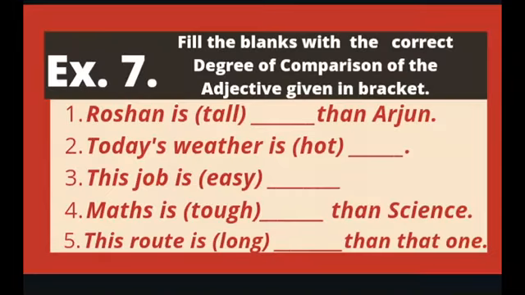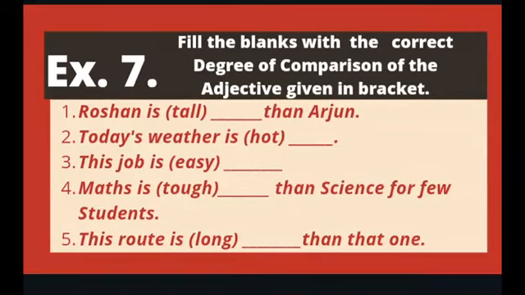Exercise number 7. In this exercise, you need to fill in the blanks with the correct degree of comparison of the adjectives given in the brackets. I'll read the sentences. Roshan is dash than Arjun. Today's weather is dash. This job is dash. Maths is dash than science. Maths is dash than science for few students. This route is dash than that one. What you have to do is find the correct degree of comparison of the adjectives given in brackets. So you may pause the video and quickly write down the answers.